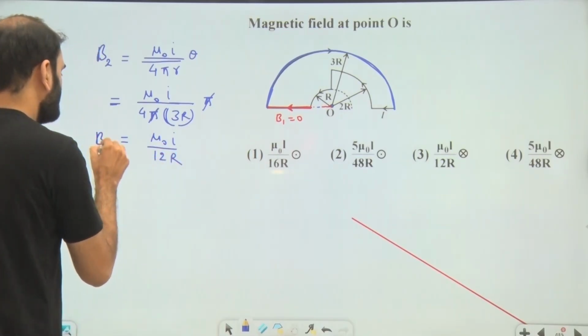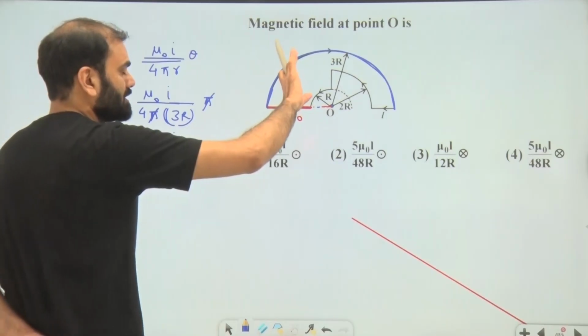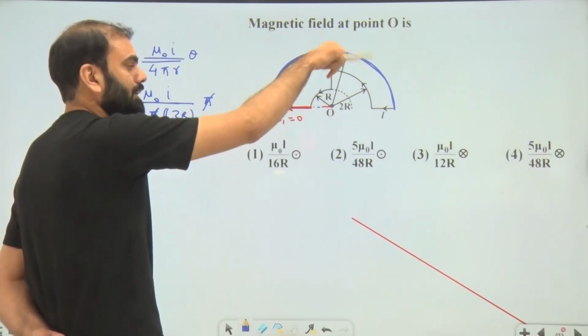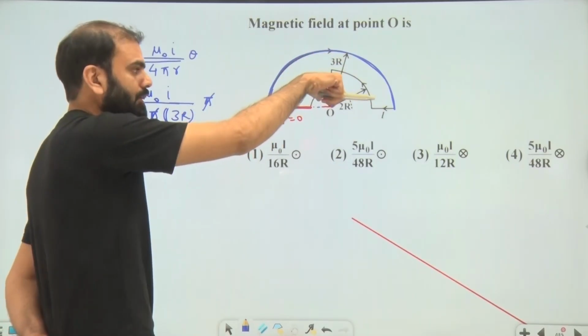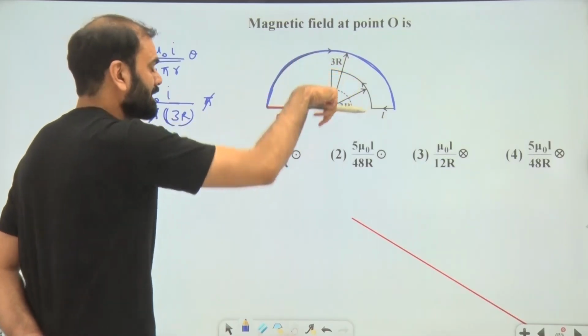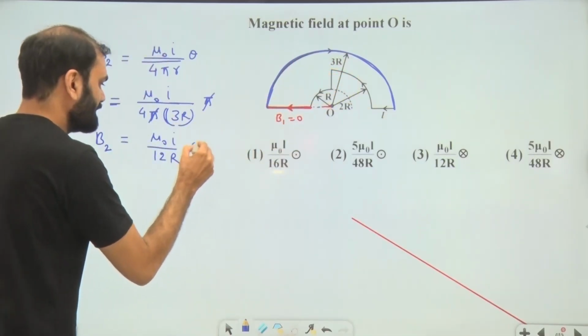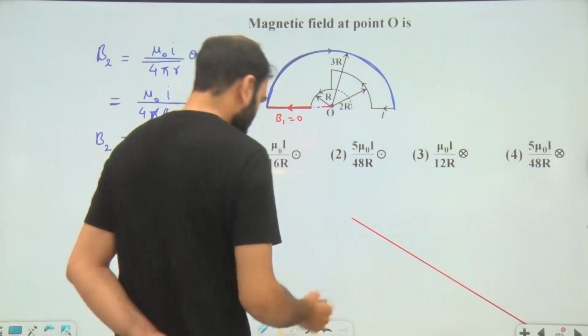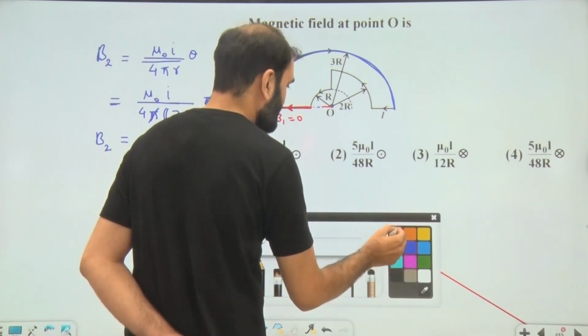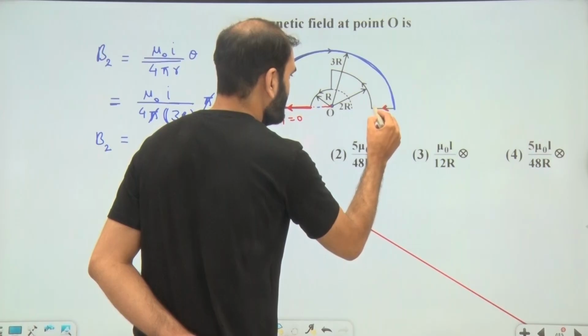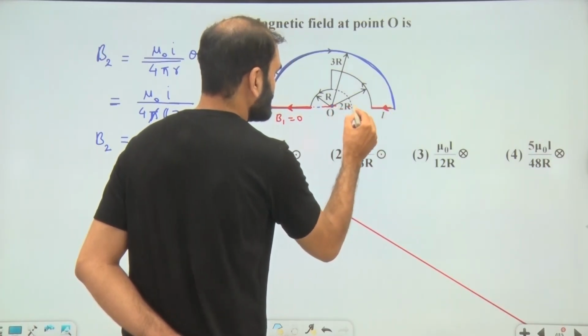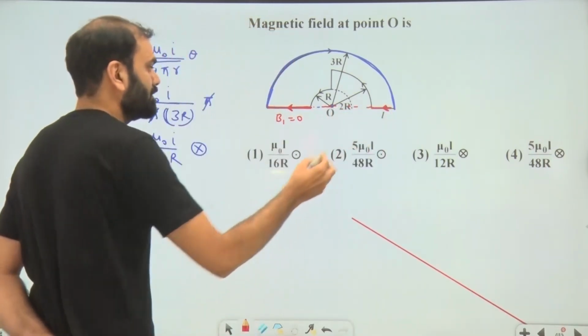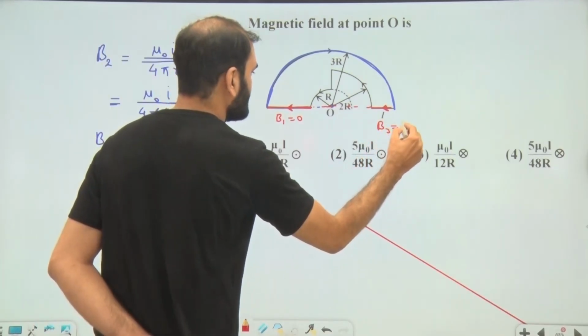So here is B2, and for the direction, move your fingers in the direction of the current; the thumb gives the direction of the magnetic field, so it is coming out to be inward. Now the magnetic field due to this next element: it also passes through that point, so the magnetic field due to it will be 0, so B3 will be equal to 0.